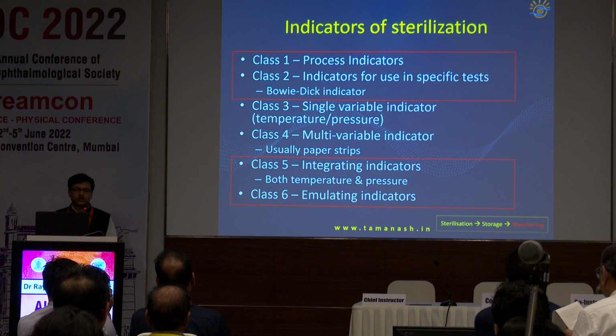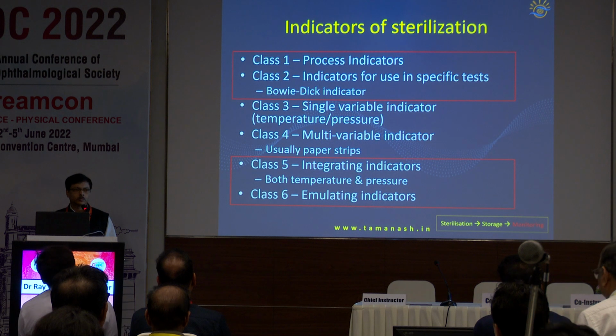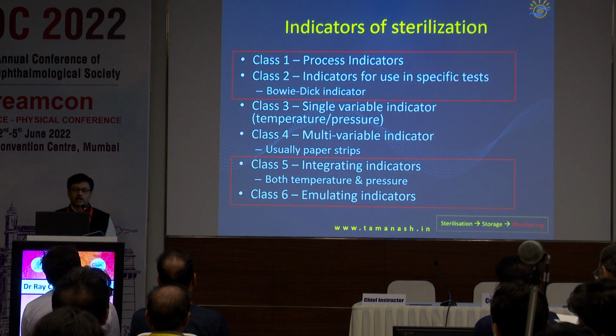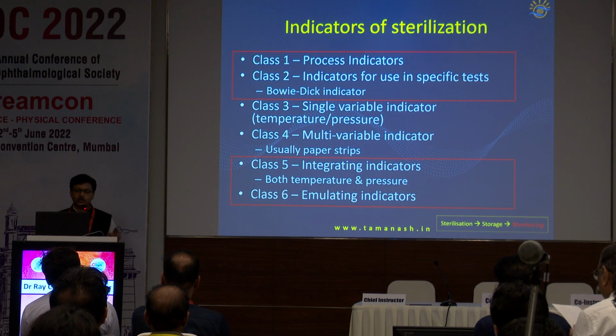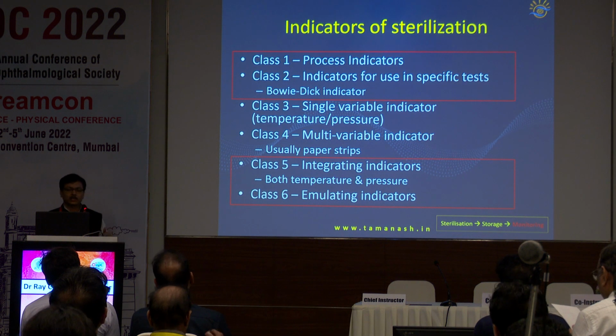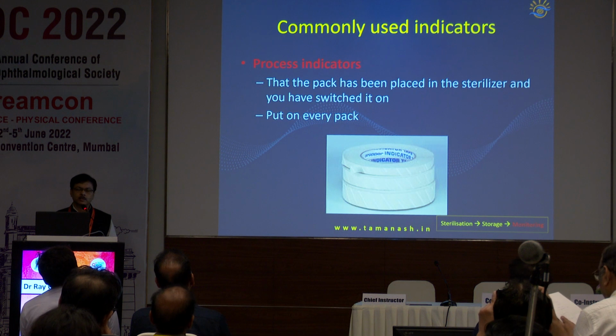Class 5 is the most commonly used indicator. That is an integrating indicator which includes both temperature and pressure. And class 6 are emulating indicators, which I will elaborate on now. We will be focusing mainly on class 1, class 5 and class 6. So this is the process indicator. It has to be put on every pack, and if you are using rigid containers, then it has to be put on the outside of the container as well.